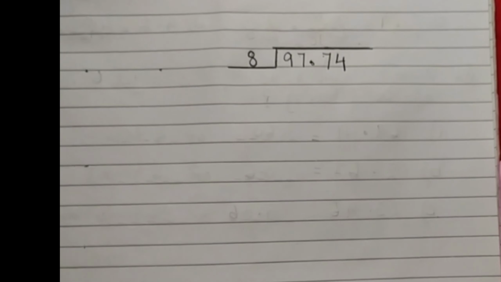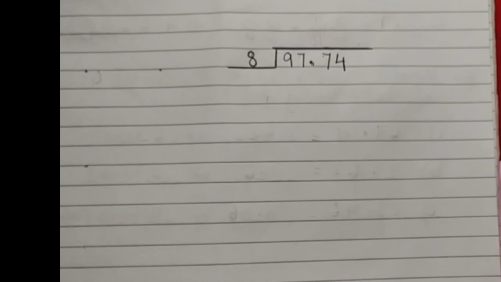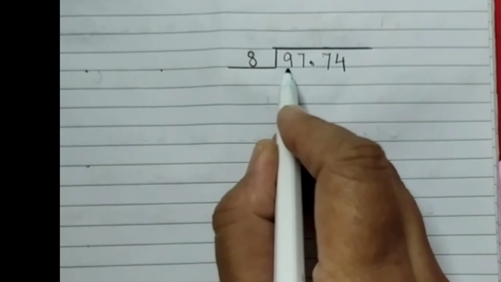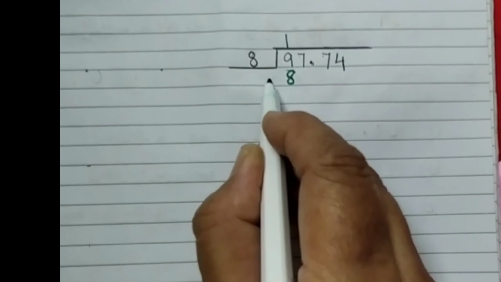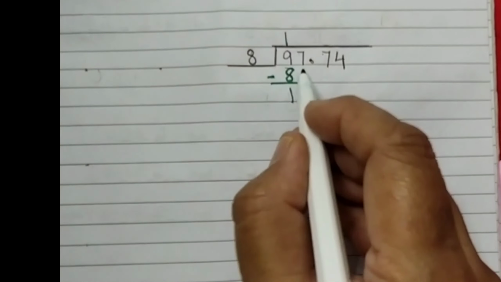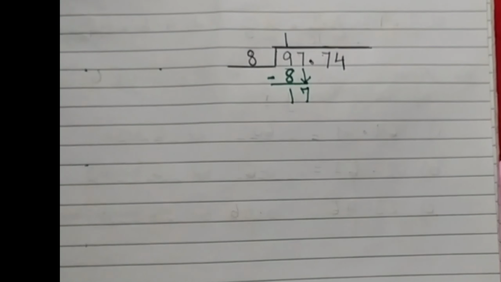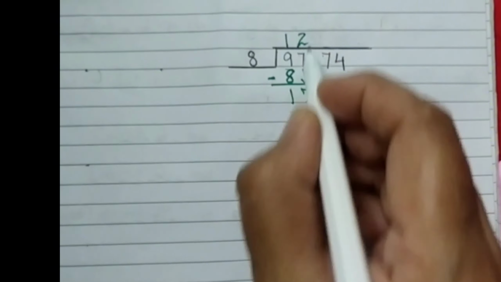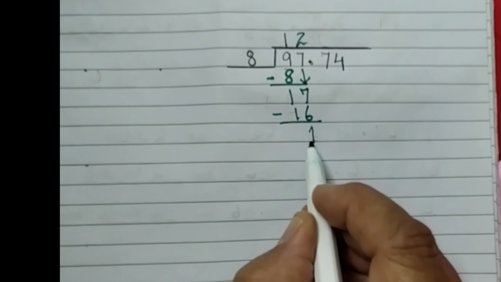All right. Now we have a figure here, 97.74. Very simple. We're going to divide. First, we're going to take 9. Okay. 8 times 1 is 8. So I minus this and I got a 1 here. All right. Understood this much. Then we move on. We'll bring the 7 down. Now 8 times table we have 16, right? So 8 times 2 is giving us 16. It's simple. I'm going to write down 16 here. Again I minus, I'll get 1.